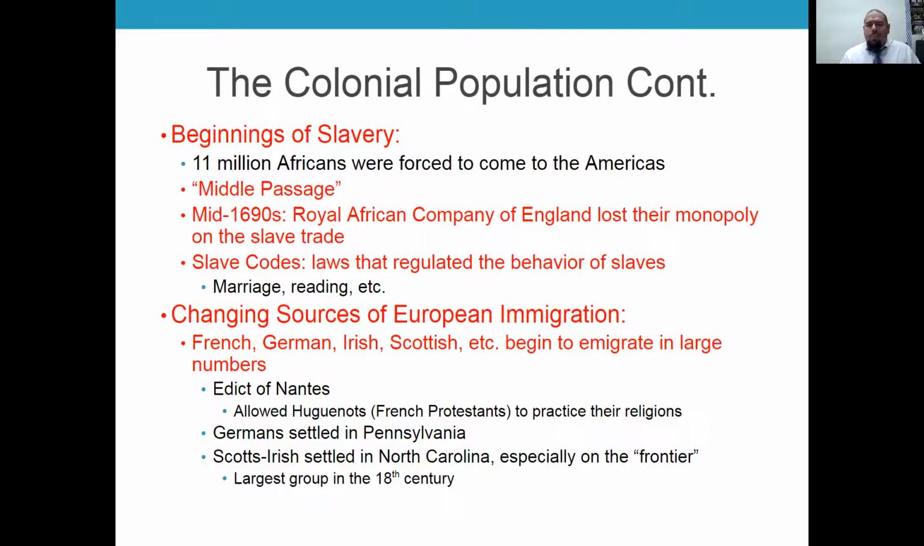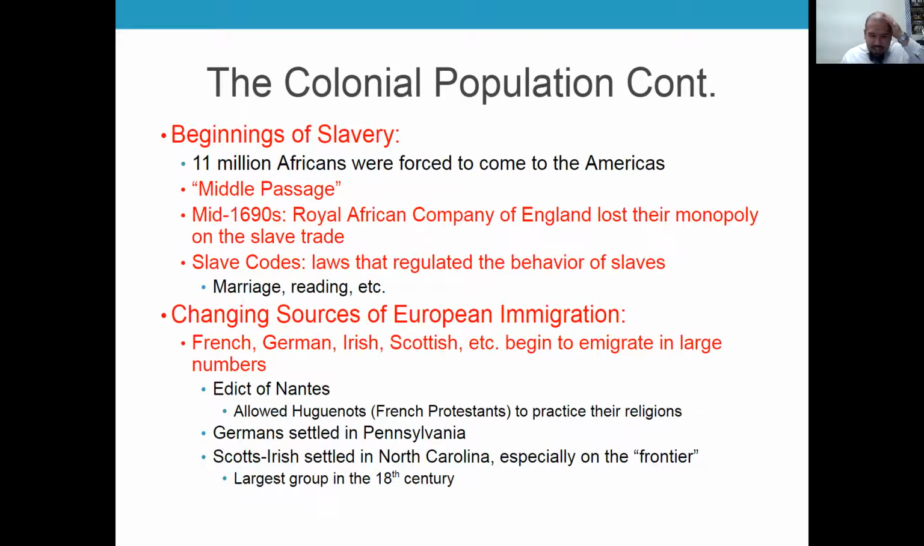So there you go. Also, there were slave codes that regulated the behavior of slaves, meaning they can't marry, they can't read, they can't learn how to write. Don't give them the power of the pen.